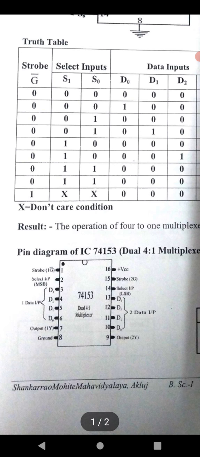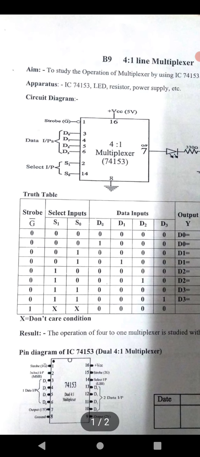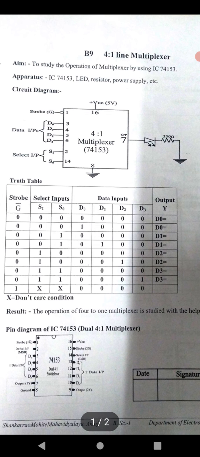Different numbers are connected to different pin configurations, and the required pins are used in this experiment. So see the circuit diagram or logic diagram of this experiment. Here pin number 1 is used as the strobe line, G bar. G bar means this strobe line is active low.